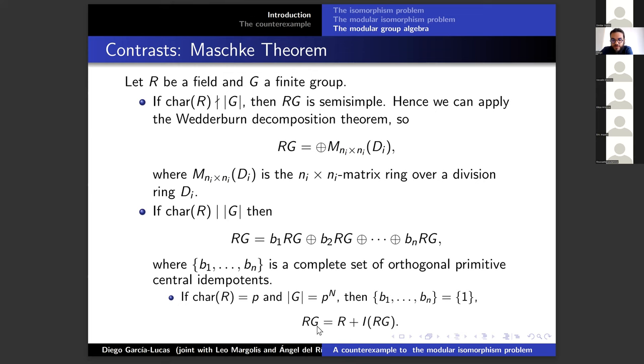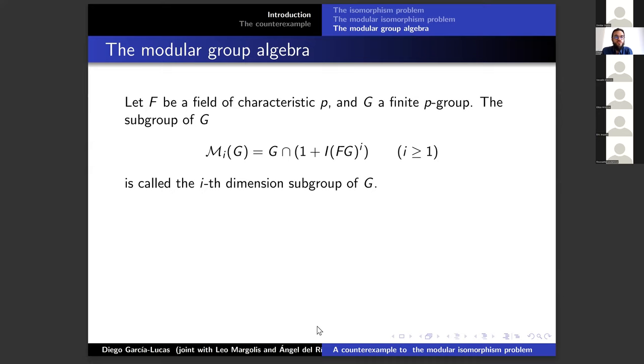In that situation, the only useful tool we have to study this algebra is the so-called Jennings theory, which is based on the following definition. Consider the intersection of a group basis G with the set of elements of the form 1 plus an element in the i-th power of the augmentation ideal. This group is called the i-th dimension subgroup of G, and the series of these subgroups of G is called the Jennings series of G.